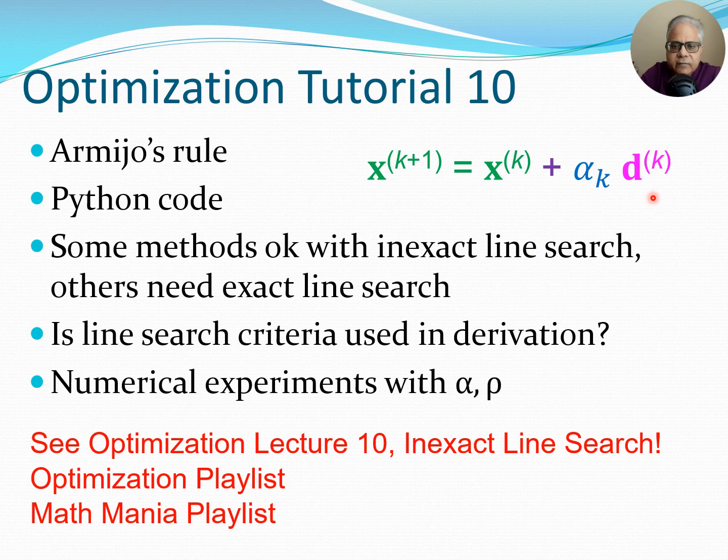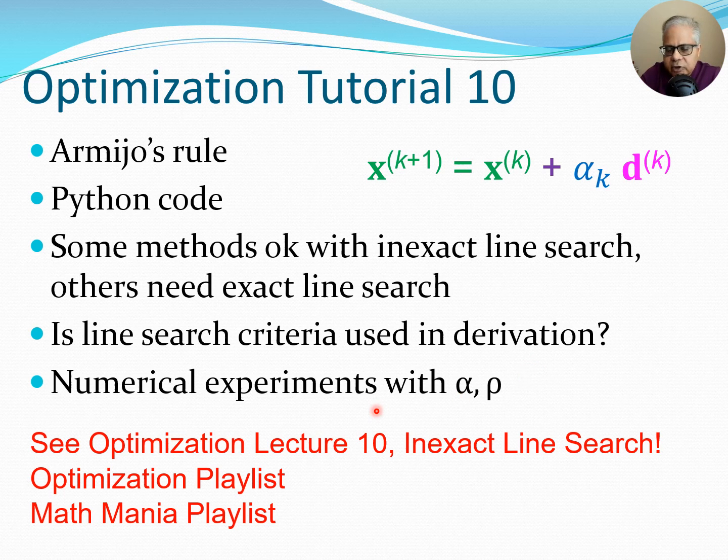There are some methods for calculating dk which are okay with the inexact line search, but there are methods which need exact line search, for example, some of the conjugate gradient method. Now, if you look at the derivation of any method, you will see in some methods the line search criteria is used in the derivation. So wherever that line search criteria is used, it means that the accuracy of the line search has to be very good. And so in those cases, you may want to use the exact line search, such as golden section, quadratic, and converge to quite a few number of decimal places.